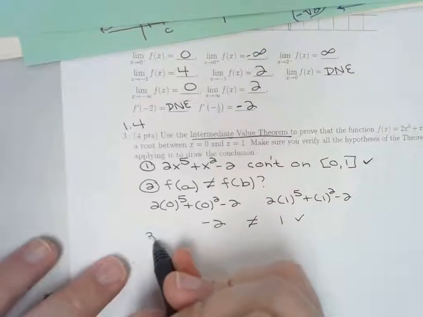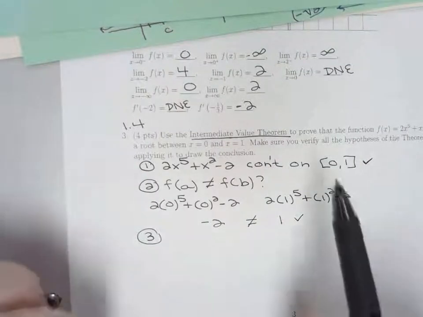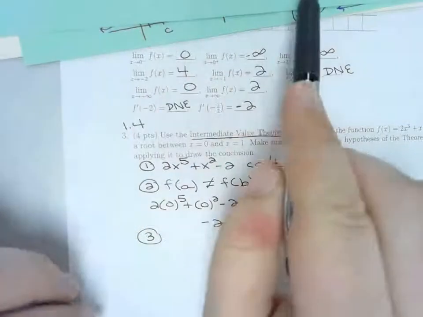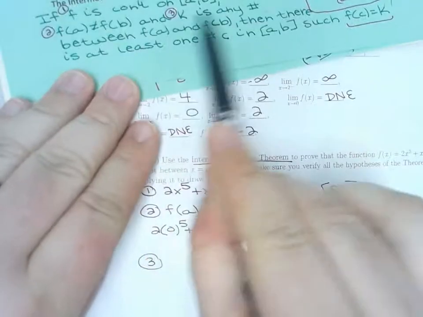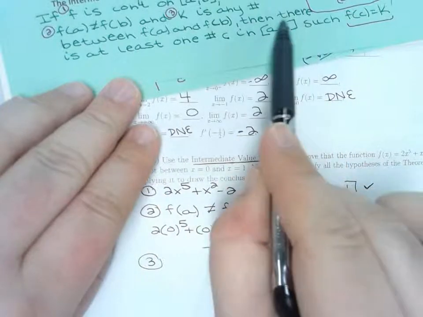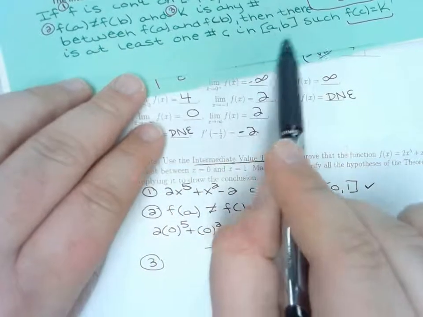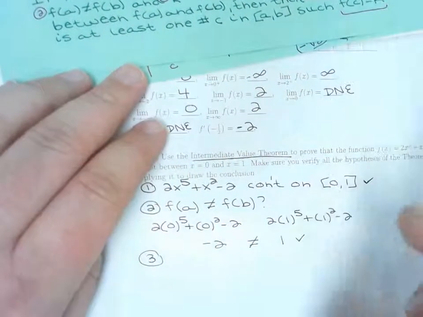So then 3, k is any number between f of a and f of b, such that, so you would need all of this on the test tomorrow. So k is any number between f of a and f of b. Then if k is any number between f of a and f of b, there's at least one number c in [a, b] such that f of c equals k.